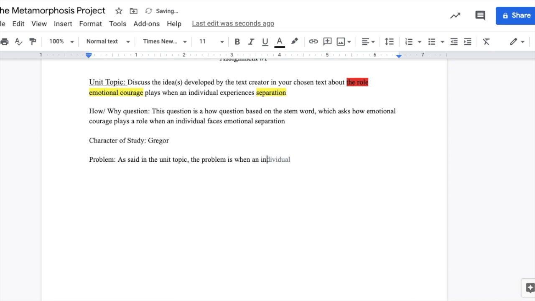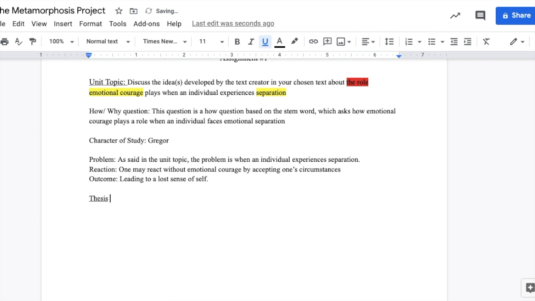The problem that Gregor faces based on this unit topic, as it says in the unit topic itself, is when an individual experiences separation. The reaction is one may react without emotional courage by accepting one's circumstances. So this unit topic was negated. The outcome is leading to a lost sense of identity and lost sense of self.